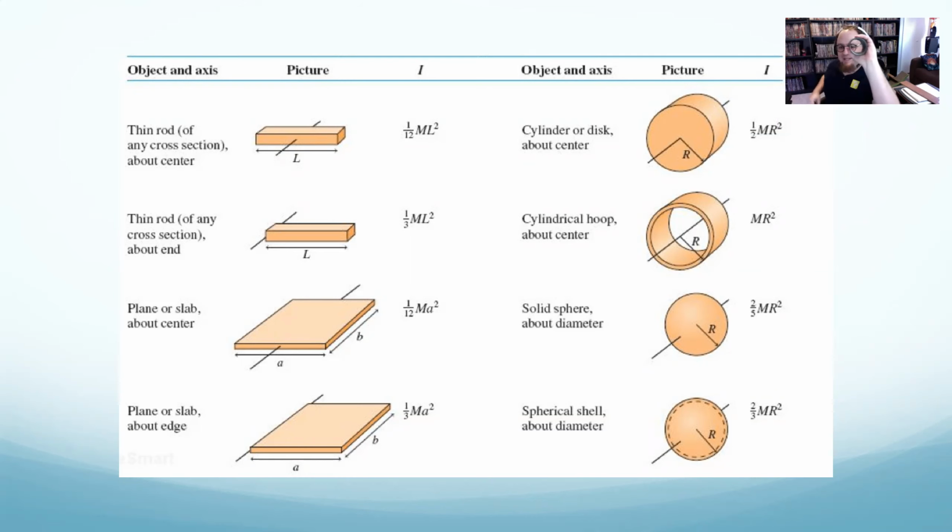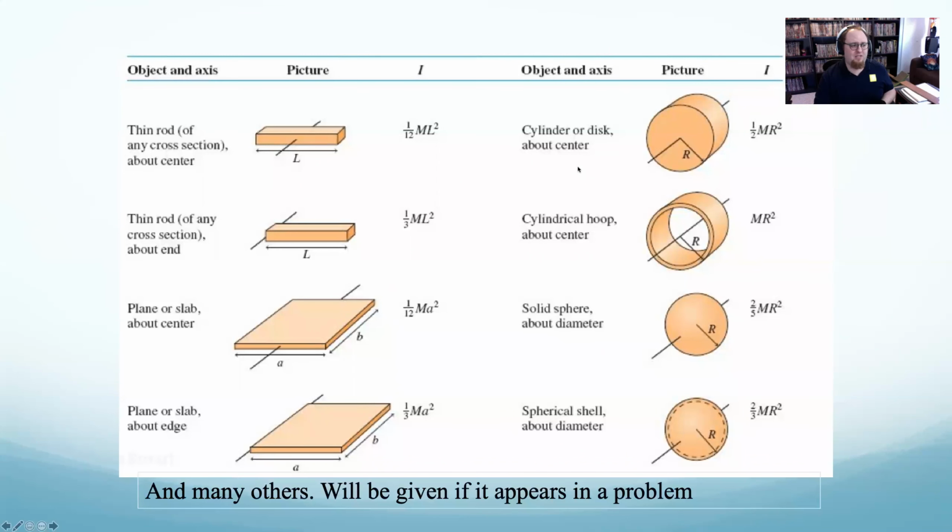A thin hoop is ml squared. A solid sphere is 2/5 ml squared. A spherical shell is 2/3 ml squared. There's a lot of other things. As I said, I'll give them to you as you're needed. But this will be their rotational inertia or their moment of inertia.